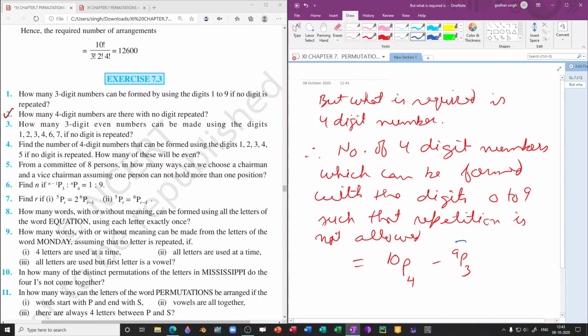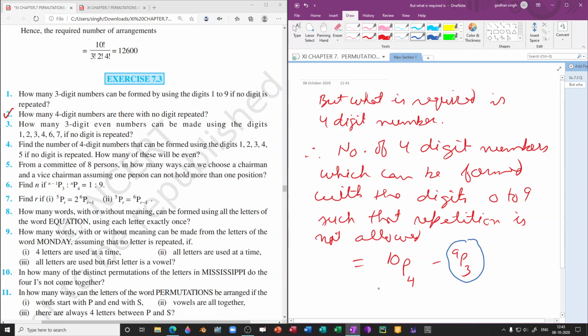Why 9p3? Because what we are doing is removing the numbers of the type x2, x3, x4 only, because the number has to be a 4-digit number. Putting 0 in the extreme left makes no sense, because if x1 is replaced by 0, then x1, x2, x3, x4 become a 3-digit number, not a 4-digit number. So this is our answer, 10p4 minus 9p3.